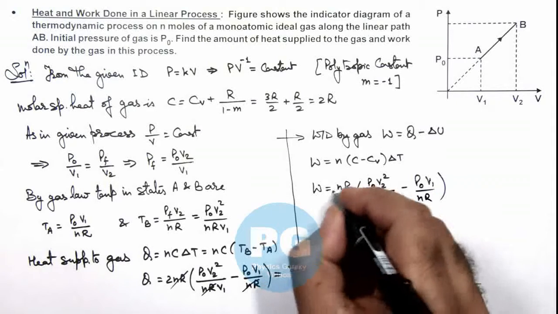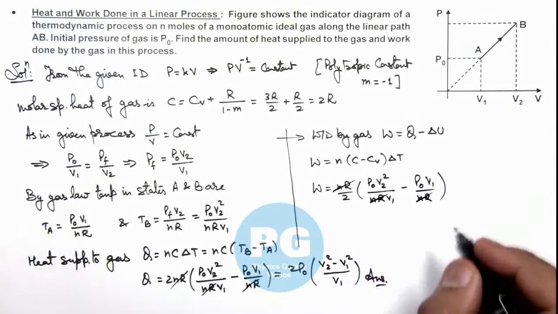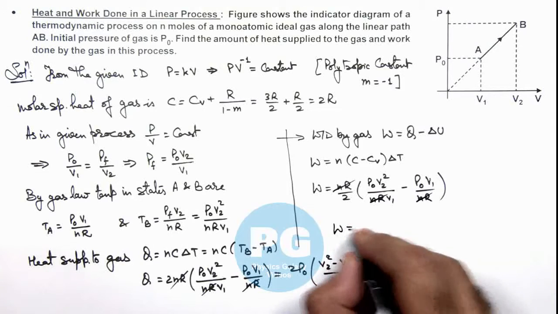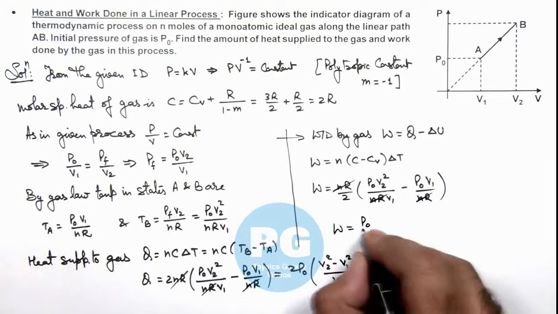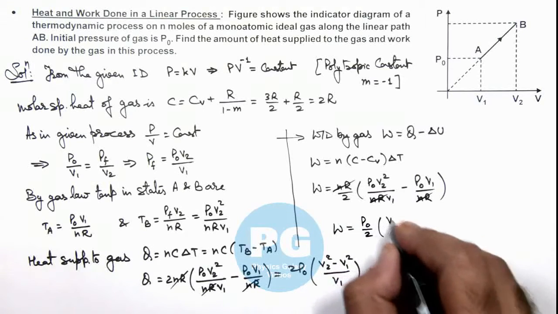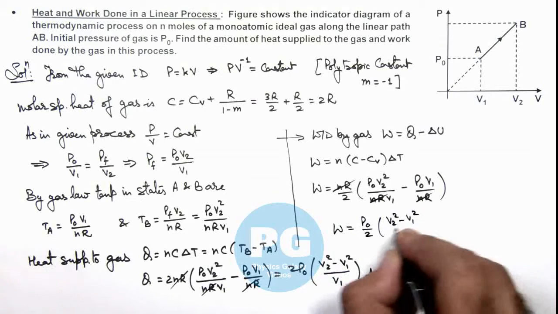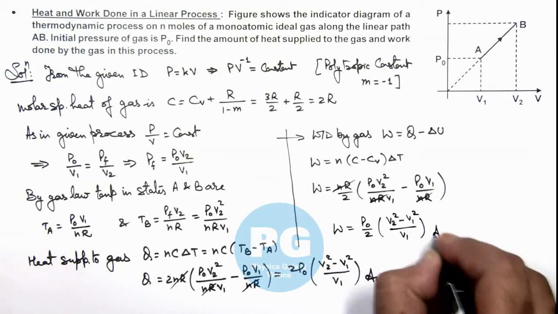Here also this nR gets cancelled out. And on simplifying, the value of work done we are getting is P naught by 2 multiplied by V2 square minus V1 square by V1. This is the final result of this problem.